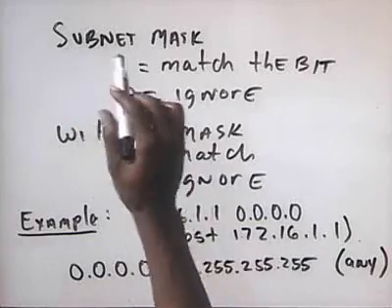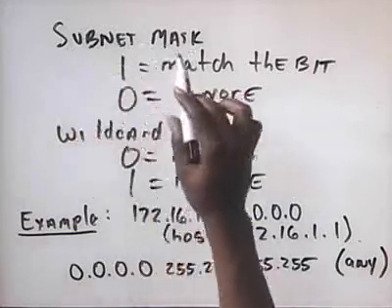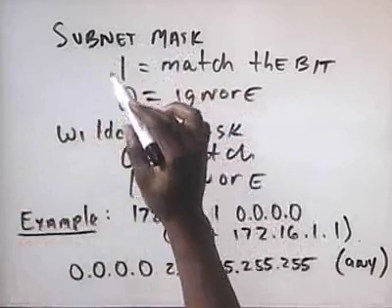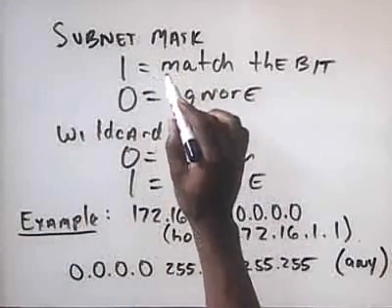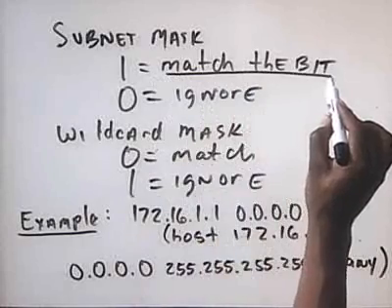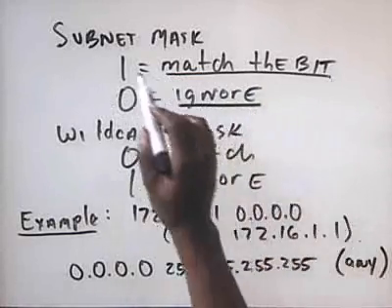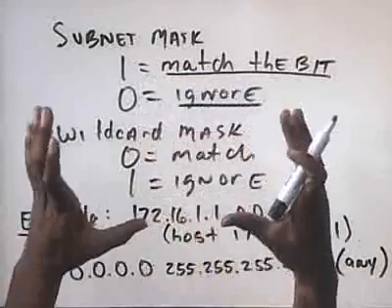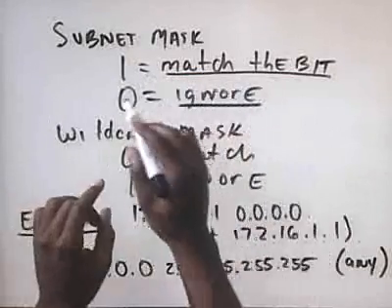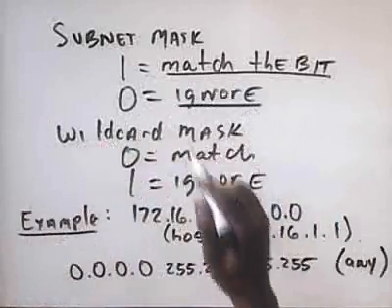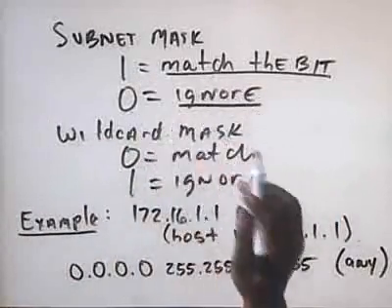Now let's take a look at wildcard masks. You'll recall that the subnet mask that's being used whenever we configure an IP address on an interface uses ones to refer to the fact that we should match the bit, and zeros indicate ignore the bit. So ones indicate the network address, and zeros were indicating the host portion of the address. So ones for match, zeros to ignore.